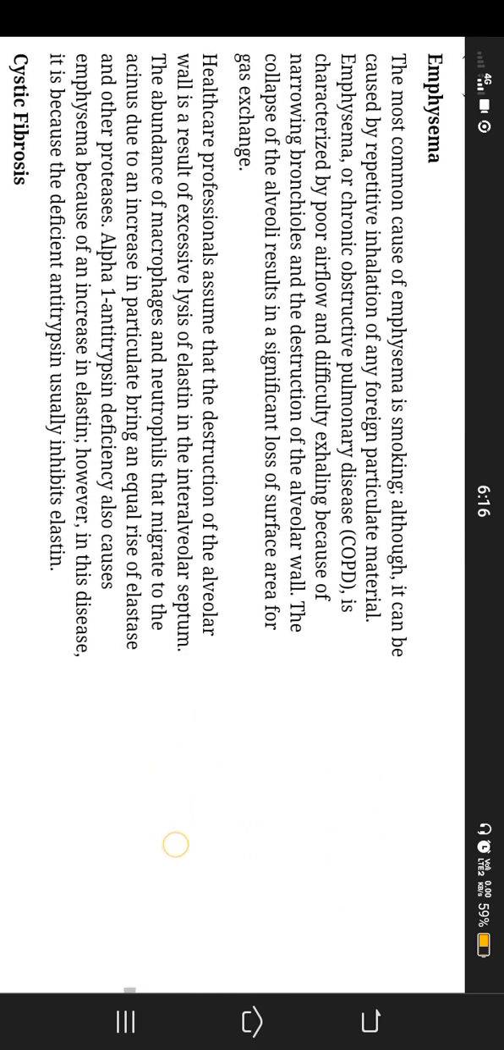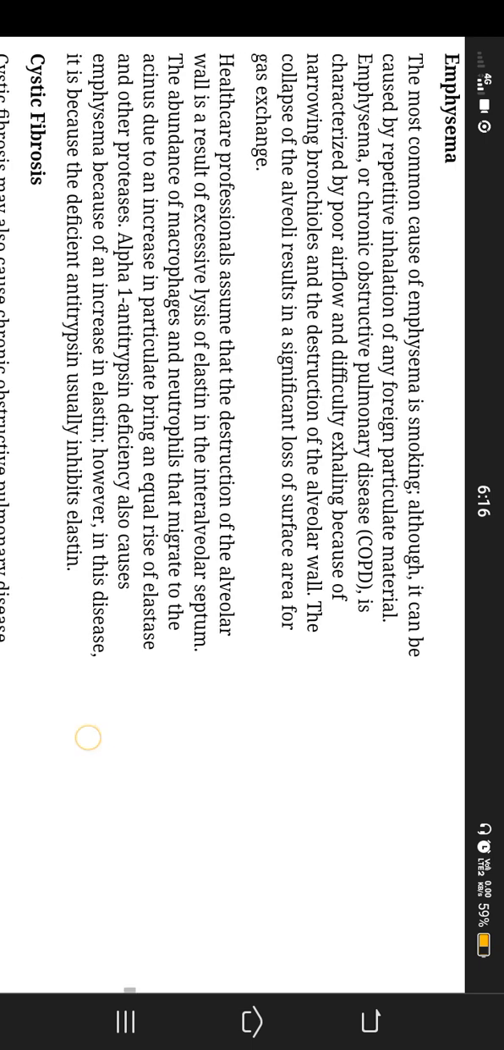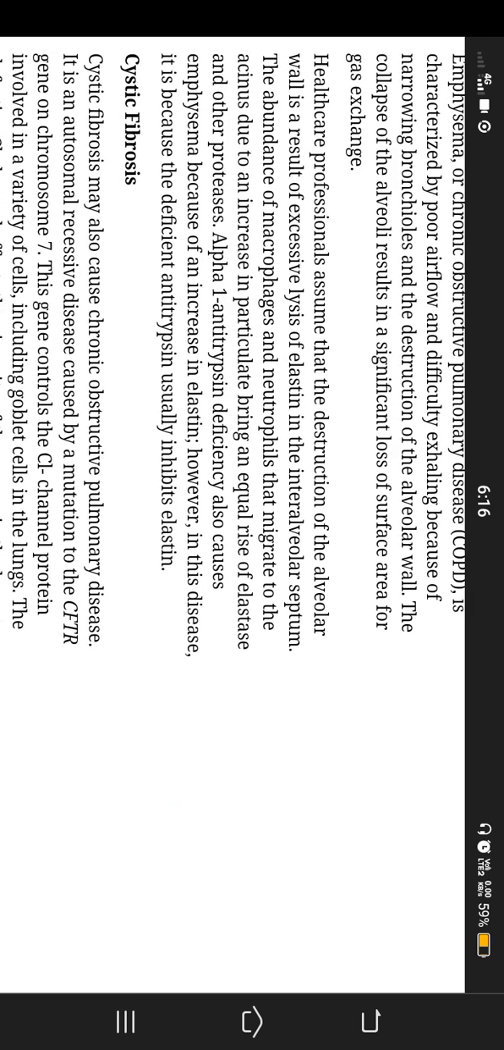Then emphysema. The most common cause of emphysema is smoking, although it can be caused by repetitive inhalation of any foreign particulate material. Emphysema, or chronic obstructive pulmonary disease, is characterized by poor airflow and difficulty exhaling because of narrowing of bronchioles and destruction of the alveolar wall. The collapse of alveoli results in a significant loss of surface area for gas exchange. Healthcare professionals assume that the destruction of the alveolar wall is a result of excessive lysis of elastin in the interalveolar septum. The abundance of macrophages and neutrophils that migrate to the acini due to an increase in particulates bring an equal rise of elastase and other proteases. Alpha-1 antitrypsin deficiency also causes emphysema because of an increase in elastase. However, in this disease, it is because the deficient antitrypsin usually inhibits elastase.